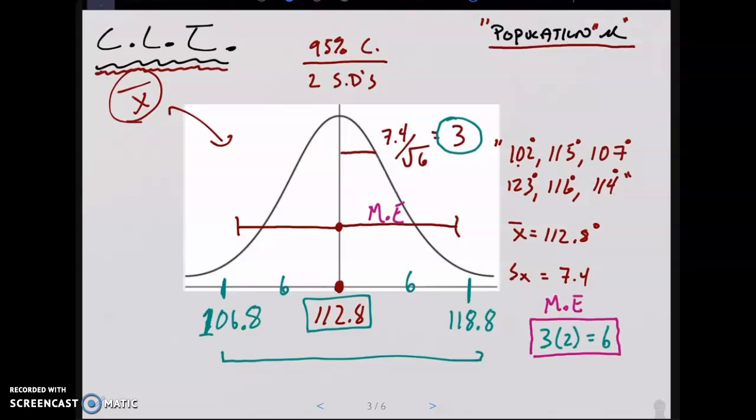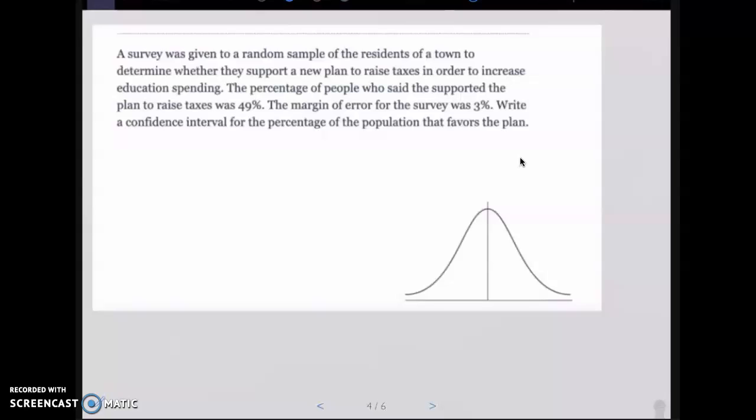So if I have a population mean of my chili that's 105, I'm going to be very surprised because 105 is over here. If I have a population mean of chili that's 130 over here somewhere, I'd be very surprised. Anything between 106 and 118.8, I'm not too surprised. That's going to happen by the natural variance. Let's do a couple examples.